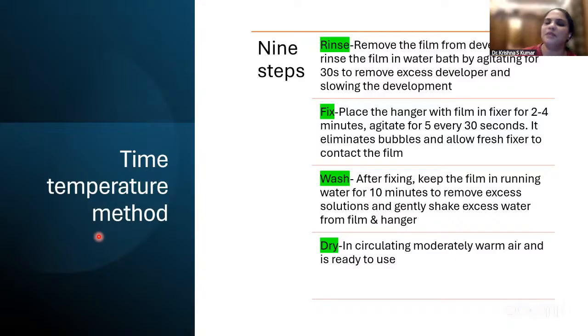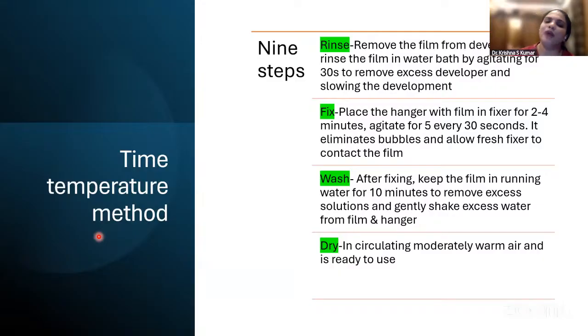So once the time is over, take the film from the developer, rinse in the water bath for 30 seconds by agitating it to remove the excess developer, so that the development process is slowed down, so that we can proceed to fixing. Then keep the hanger with the film in the fixer for 2 to 4 minutes and agitate for 5 seconds every 30 seconds. That will eliminate the bubbles. And when you agitate for 5 seconds in between an interval of 30 seconds, it allows the fresh fixer to contact the film.